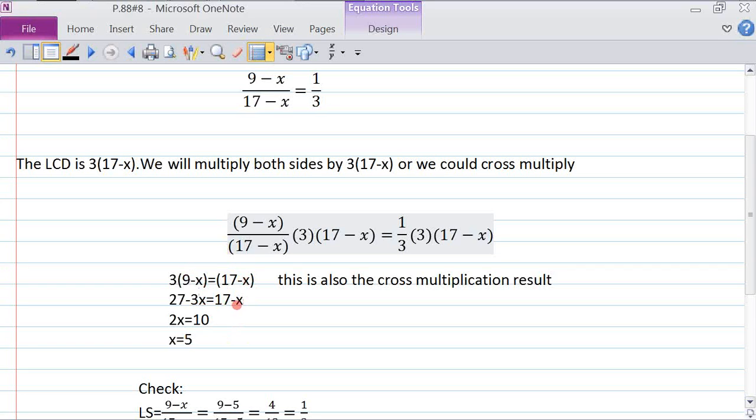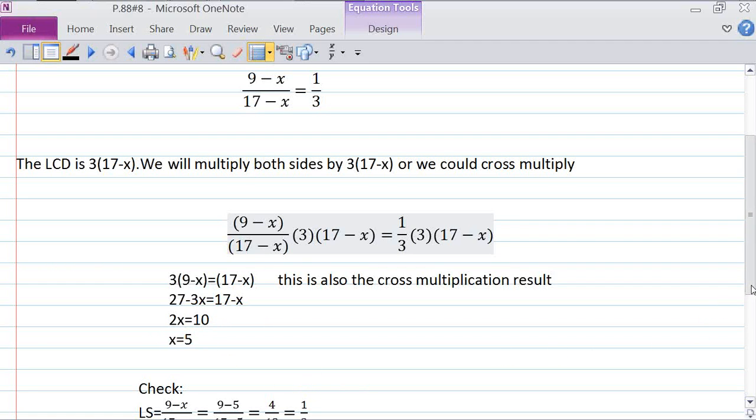So now we bring the minus x over here. Minus 3x plus x gives us minus 2x. And 27, bring it over to this side, gives minus 10. 17 minus 27 is minus 10. So minus 2x equals minus 10. 2x equals 10. X equals 5.